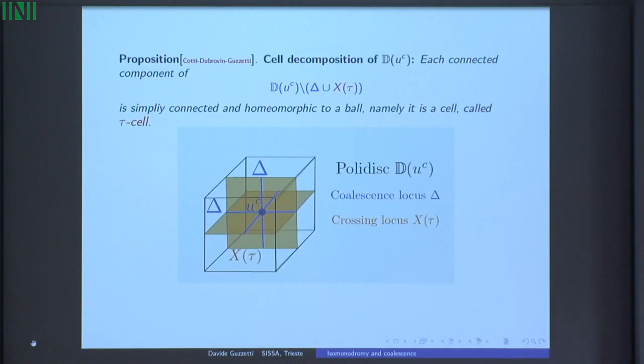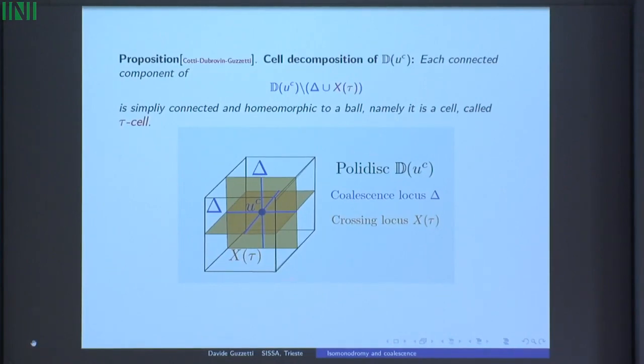So you can prove the following: if you take the polydisk minus the coalescence locus and the crossing locus, the polydisk is divided into topological cells, simply connected domains which are homeomorphic to a ball, or to C^n, sorry, to R^2n.